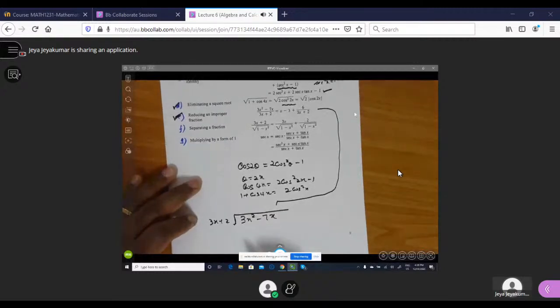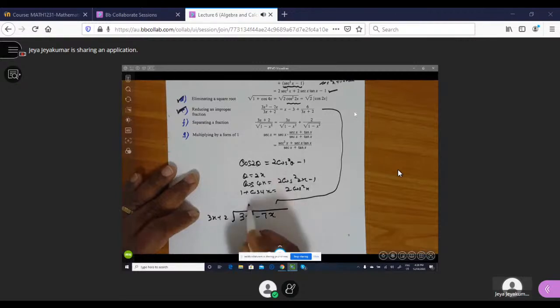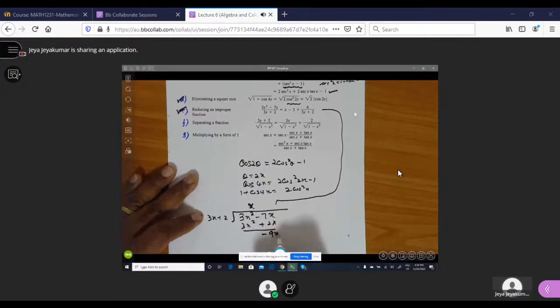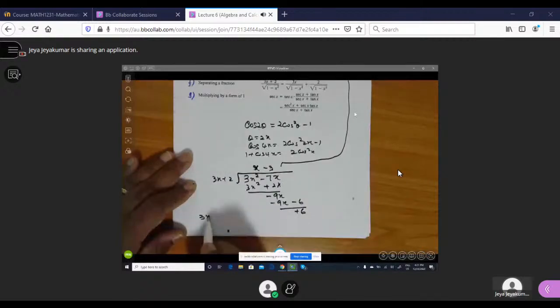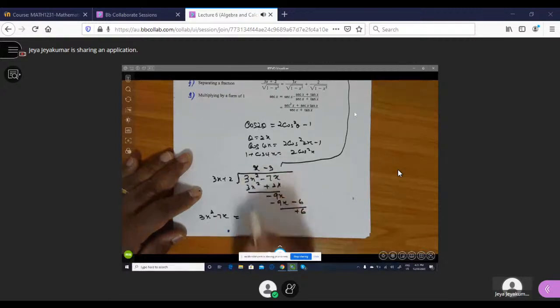Okay. So let's apply the long division algorithm here. That gives you x here, you get 3x squared plus 2x. Subtract that, it gives you minus 9x. And then multiply this by, say, minus 3, so you get minus 9x minus 6, subtract that, you get plus 6 there. So therefore, you can write the polynomial here, can you see this? Yes. 3x squared minus 7x equals, so that's the 3x plus 2, the quotient is x minus 3 times 3x plus 2, the remainder is 6, right?